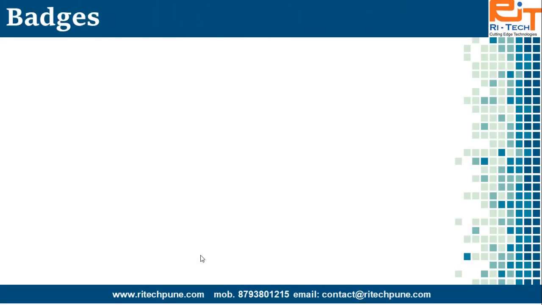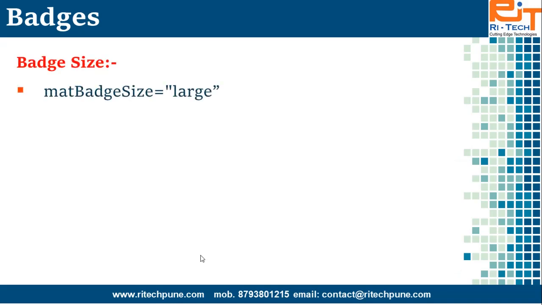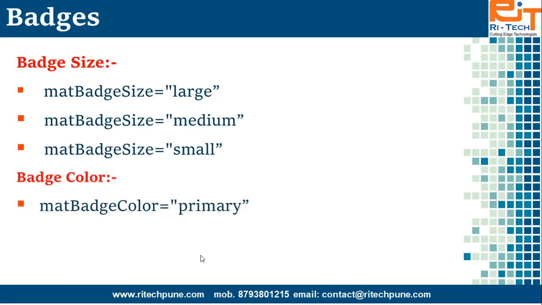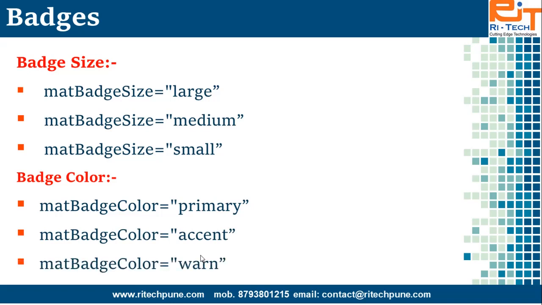Now with badges, along with the value, you can also specify the size. We can say the size is large, medium, or small. To specify the badge size, Angular provides you a directive, matBadgeSize large, matBadgeSize medium, and matBadgeSize small. Now, similar to sizes, we can also apply the color. So matBadgeColor equal to primary, matBadgeColor equal to accent, and matBadgeColor equal to warn. So you can specify these three colors with badges.